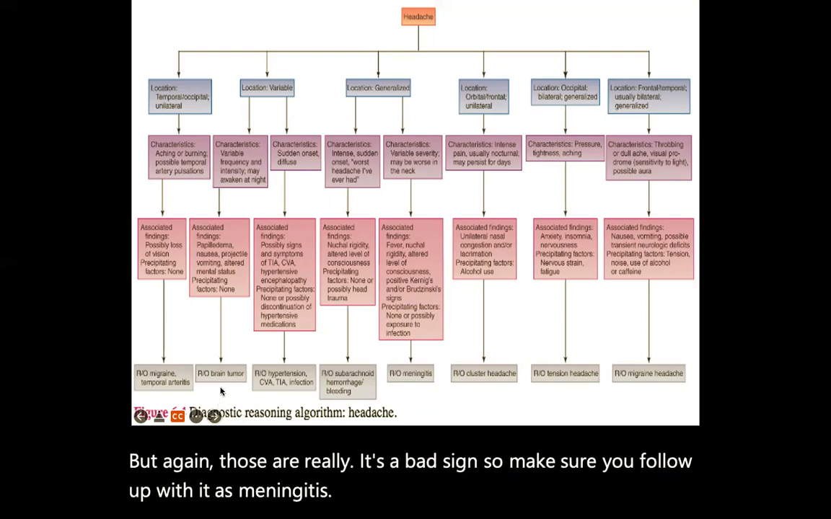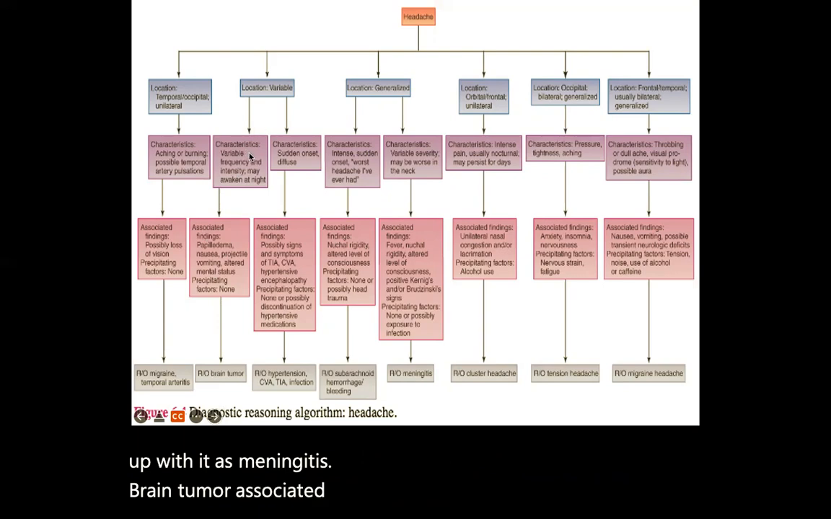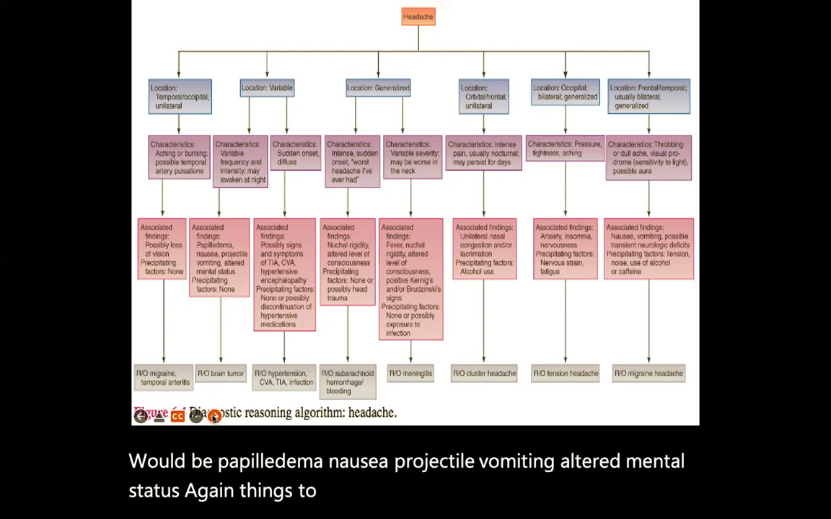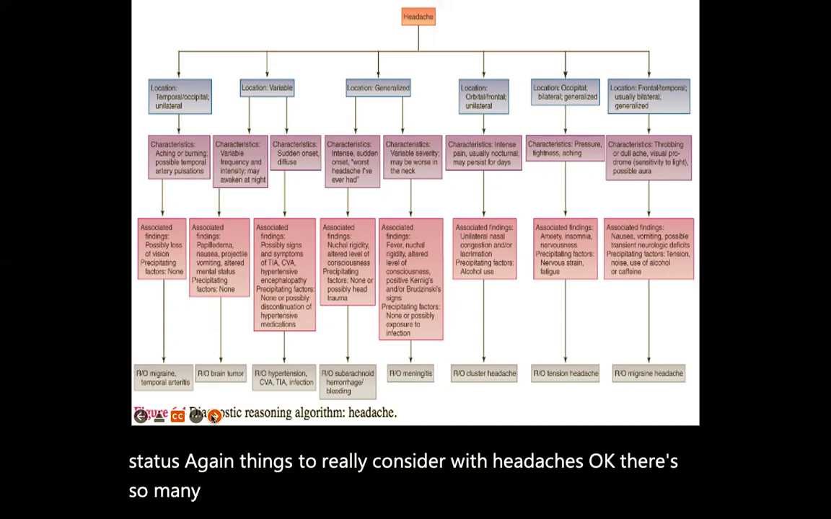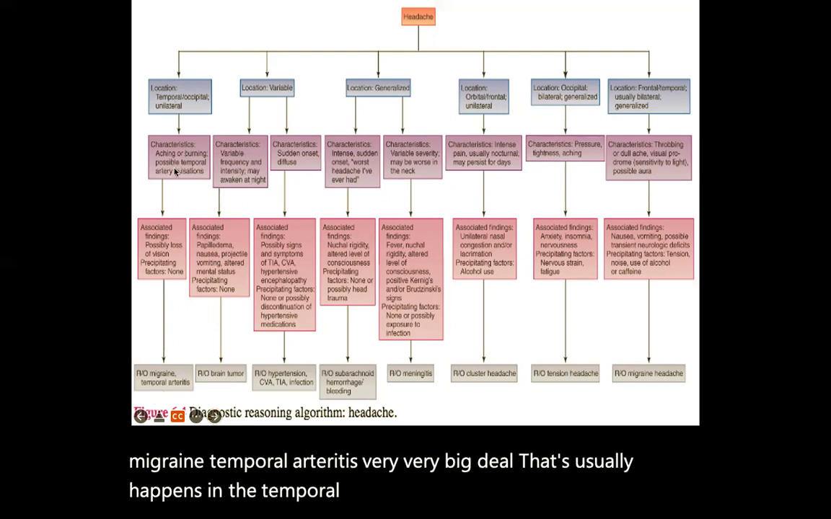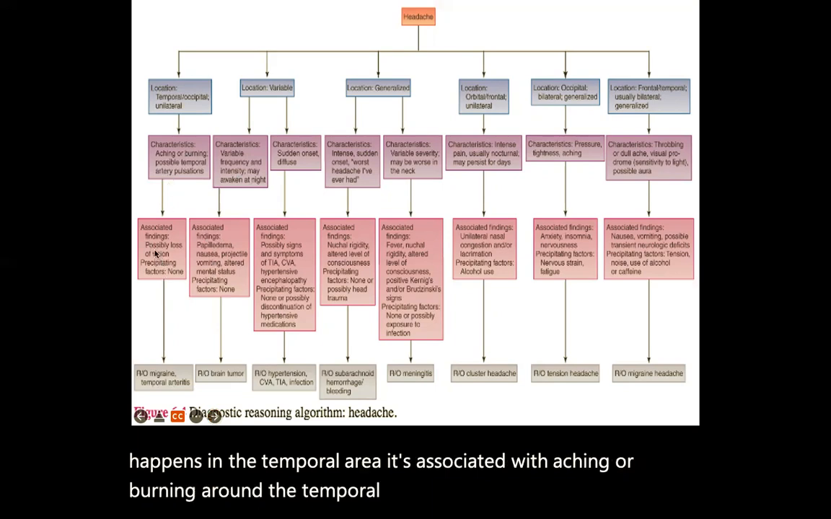Brain tumor associated findings would be papilledema, nausea, projectile vomiting, altered mental status. Again, things to really consider with headaches. Okay, there's so many thoughts that it could be a brain tumor, it could be migraine, temporal arteritis, very, very big deal. That usually happens in the temporal area. It's associated with aching or burning around the temporal sites. And a lot of the times they lose vision. Again, this is an emergency.